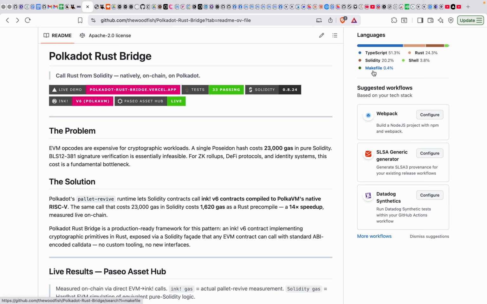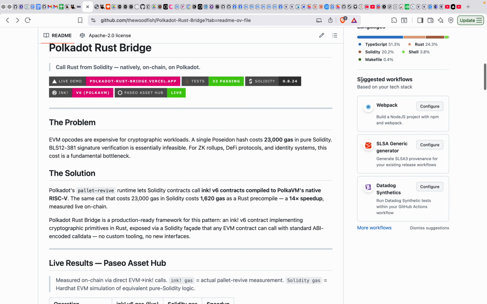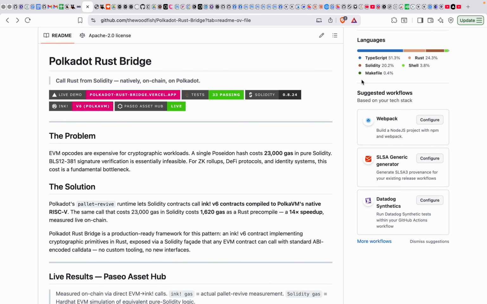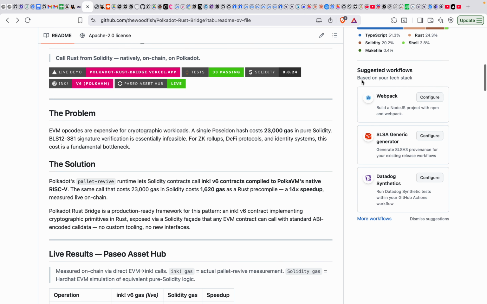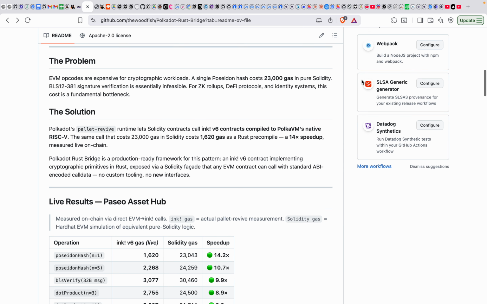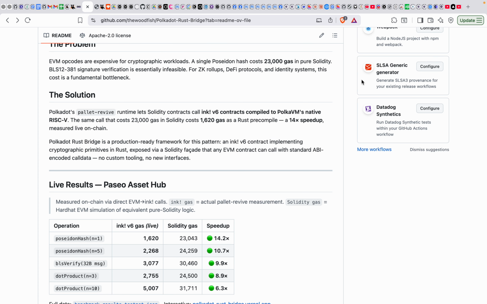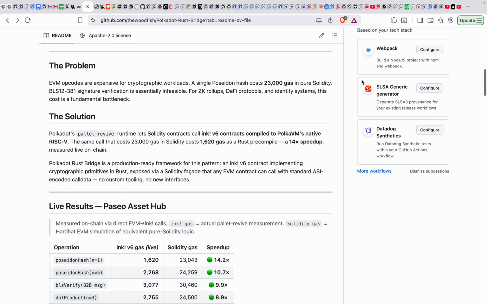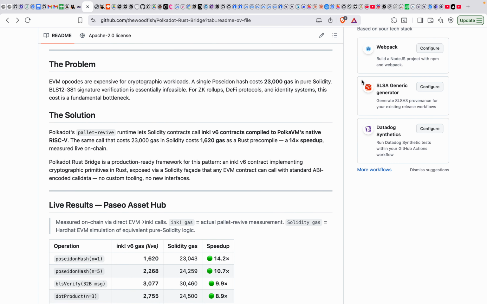But Polkadot has a better answer available today, and it's called Pallet Revive. Pallet Revive is a Polkadot runtime module that does something unique. It lets EVM contracts and native Rust contracts coexist on the same chain and call each other. And that's the entire insight this project is built on. And that is the Polkadot Rust Bridge. Here's exactly how it works, step by step.